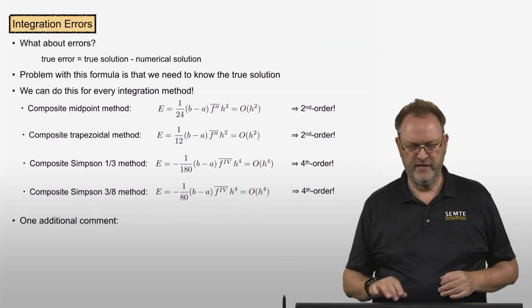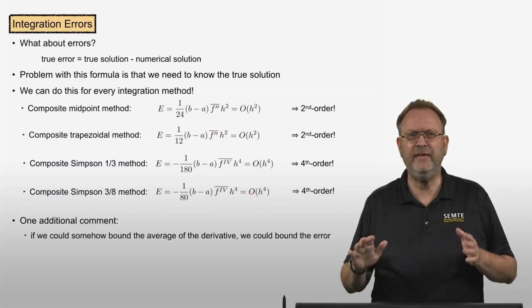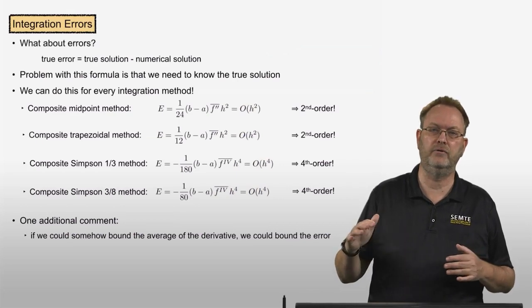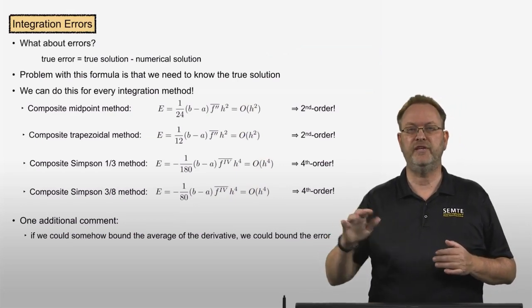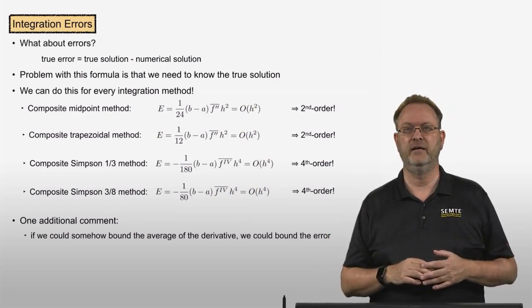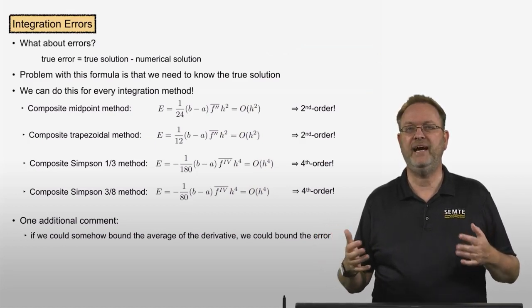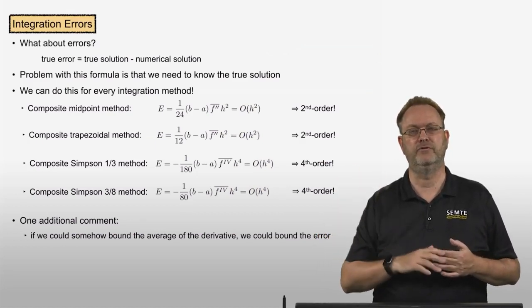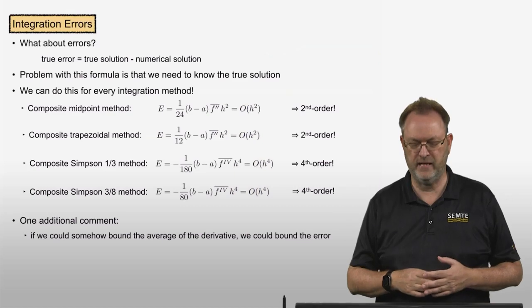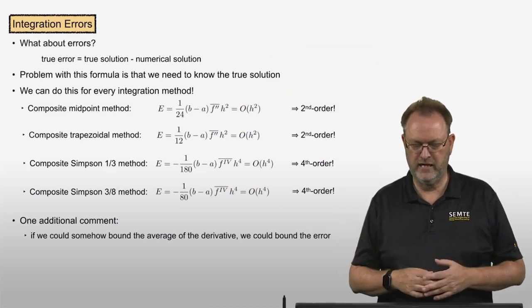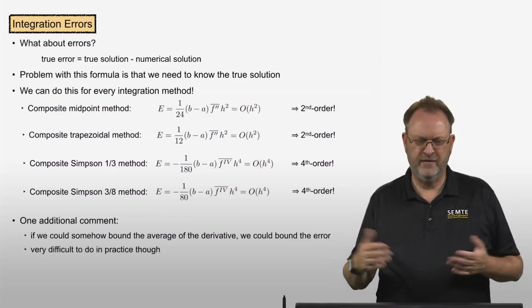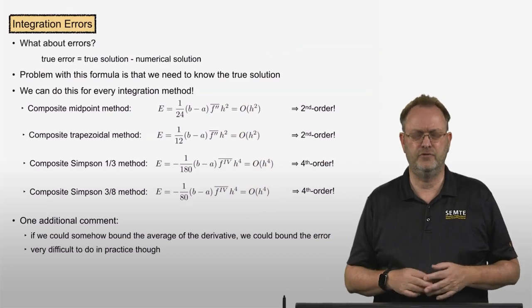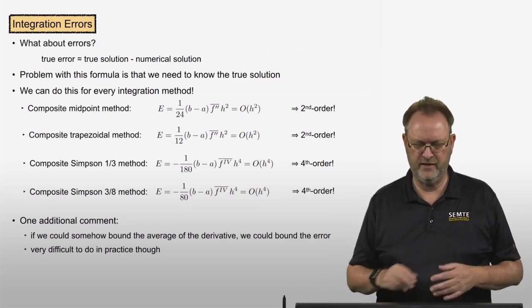One additional comment on this. If we could somehow bound the average of these derivatives, we could bound the error. We would have an upper bound, some plus minus bounds available for our integral. But it turns out that this is really difficult to do in practice, so it is typically not done.